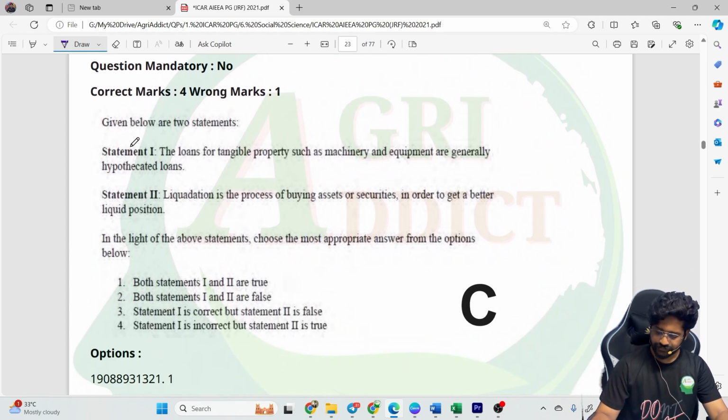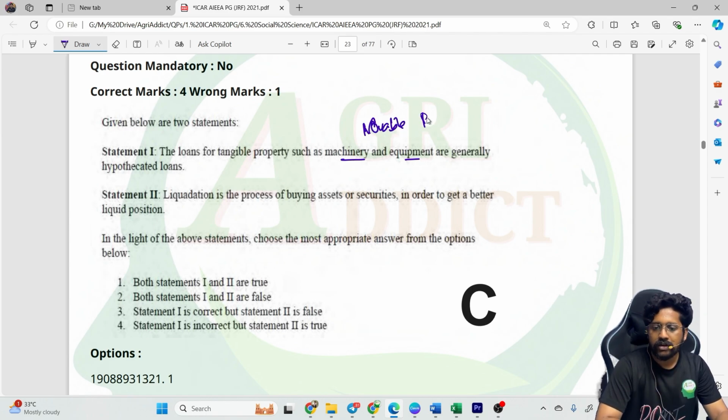Okay, the next question. Given below are two statements. Again another statement question. The loans for tangible property such as machinery and equipment are generally hypothecated loans, right? Machineries are there, equipments are there, and I have already told that in the hypothecated loans the property will usually be tangible as well as movable properties, right? So as we have been given the examples of machinery and equipment, we can see that the loans for the tangible property such as machinery and equipment are generally hypothecated loans, which is a correct statement. So statement 1 is true.